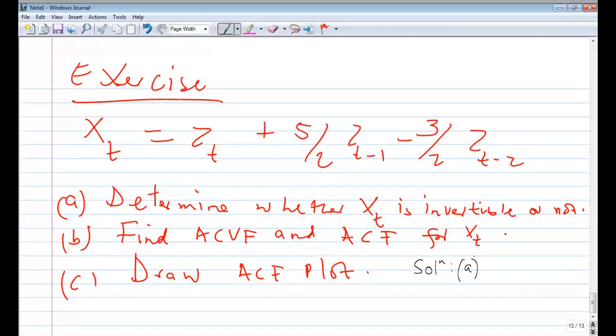Number A, so time's up. Is it invertible? Yes or no? No, it's not. It is not. Yes, it's not invertible. Reason?